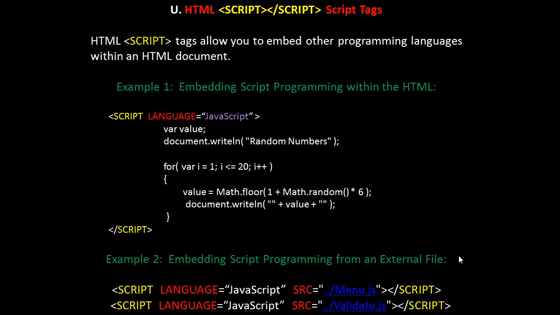The next example is just like it. A script tag, the language attribute specified as JavaScript, the src going up one directory and loading the file validate.js, and then a closing script tag.